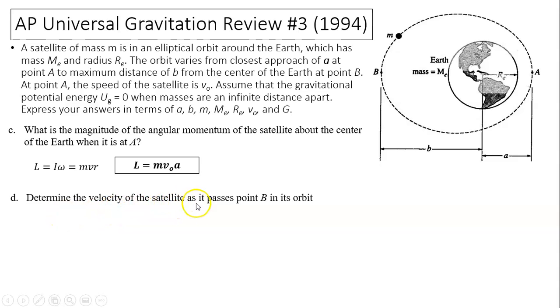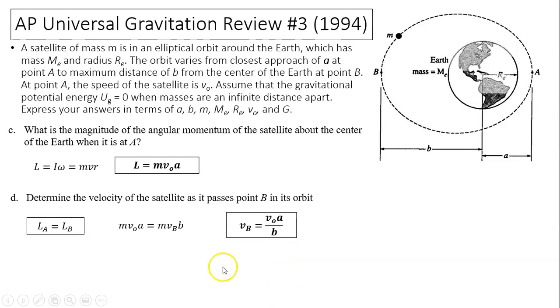Next one, determine the velocity of the satellite as it passes point B in its orbit. Again, there is no outside net torque on the Earth and satellite system, so the angular momentum is conserved. Angular momentum at A equals angular momentum at B. Here is angular momentum at A; you can figure out angular momentum at B, then use v_B. v_B is v naught a divided by b.